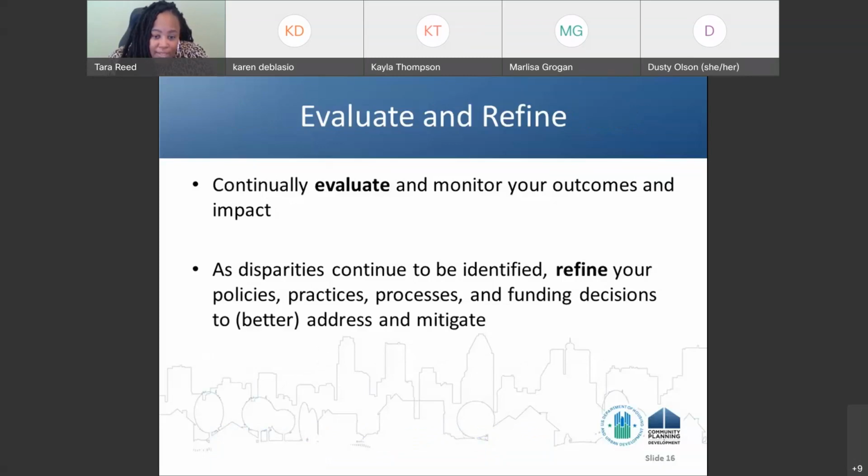Engage in continuous evaluation processes when monitoring the system's progress. Plan to learn from mistakes and missteps as they happen and try again. As disparities continue to be identified and as resources keep changing, plan to engage in continuous quality improvement. Plan to refine your partnerships, policies, practices, and funding decisions to address and mitigate new or worsening disparities.